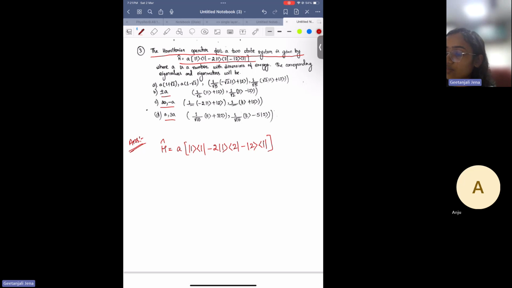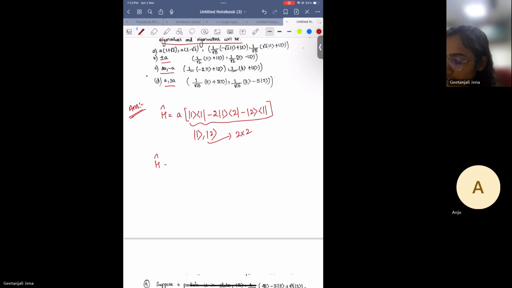Where A is the number with the dimension of energy, and the corresponding eigenvalues and eigenvectors will be... So first, you have to express this Hamiltonian operator in terms of a matrix. You can see this is a two-state system, only the orthonormal bases are |1> and |2>. That means we will get a 2 cross 2 matrix.